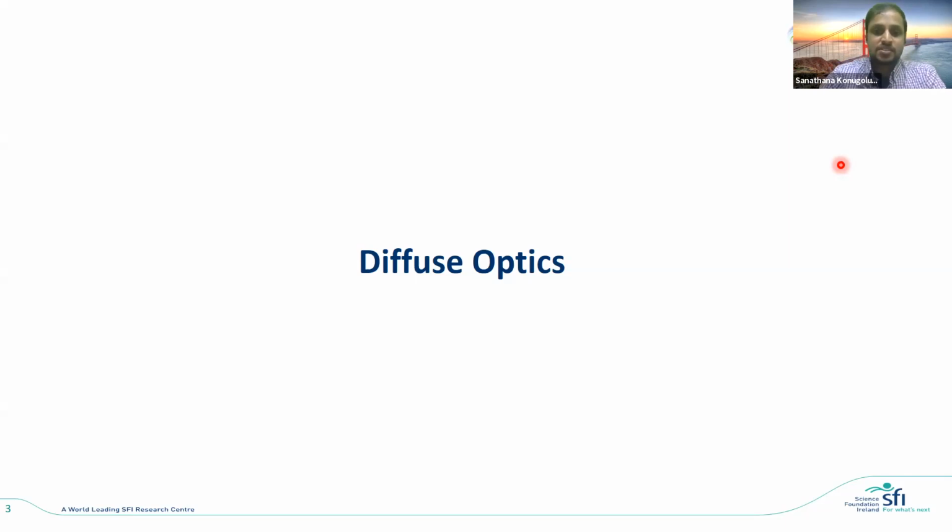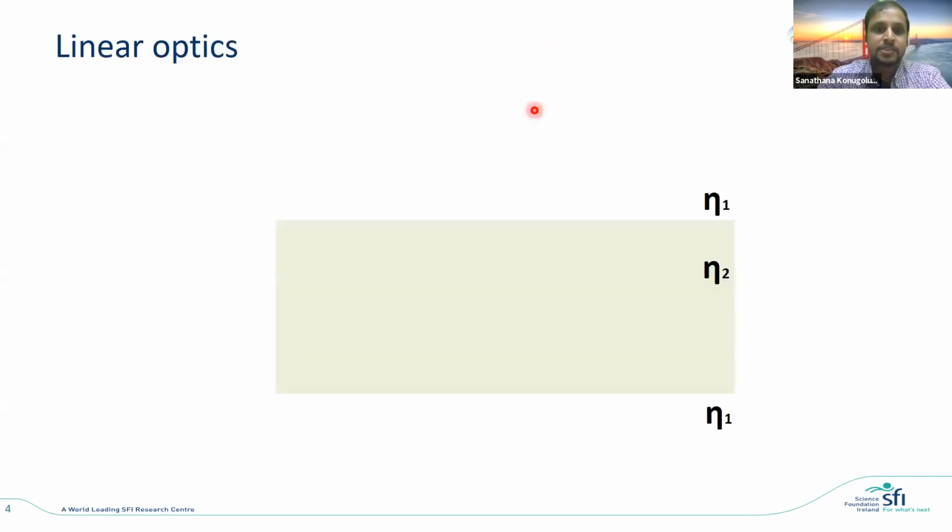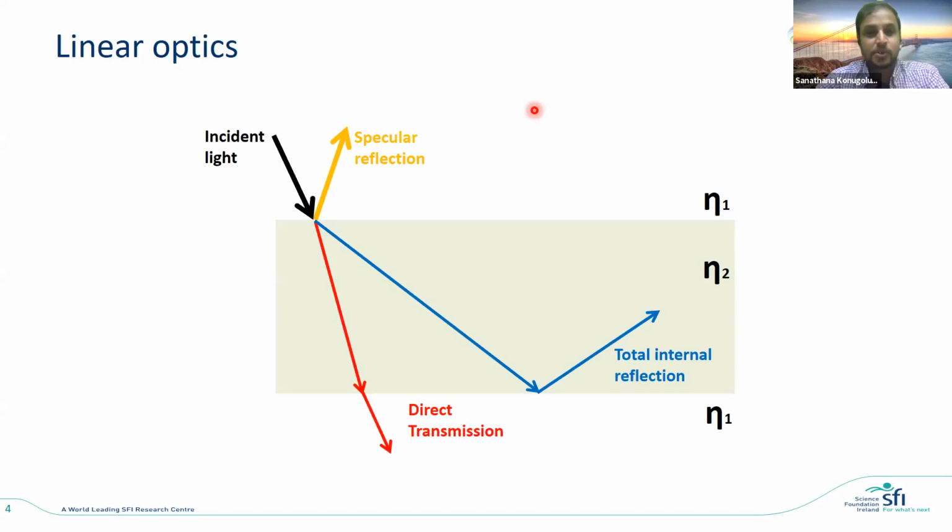So first things first. To understand diffuse optics, we should understand what linear optics is. In linear optics, which you would have already read in your high school, probably in your bachelor's as well, you have light, it is incident, and it can reflect, that is specular reflection, or it can refract. That means the light can get through a transparent medium. If it is coming at a certain angle, it can totally internally reflect, depending on the refractive index of the internal and external medium.